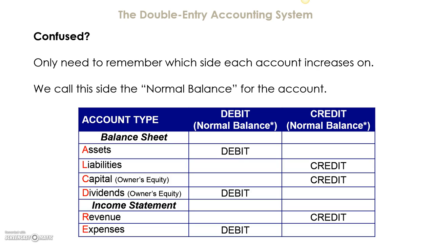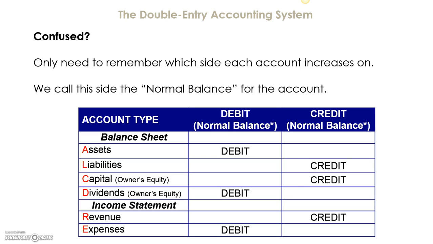If you focus simply on each one of these categories and which side they increase on, in other words, what is their normal balance, you really only have to remember about 6 things. Assets, liabilities, capital, dividends, revenues, and expenses. And you simply just have to remember the normal balance or which side each one of these accounts increase on. So of course, if you remember which side they increase on, you naturally know the side they decrease on.